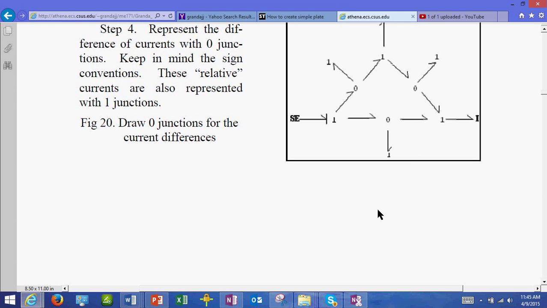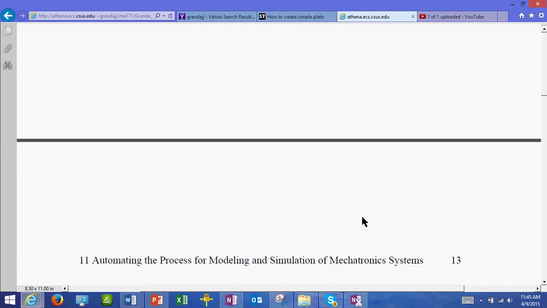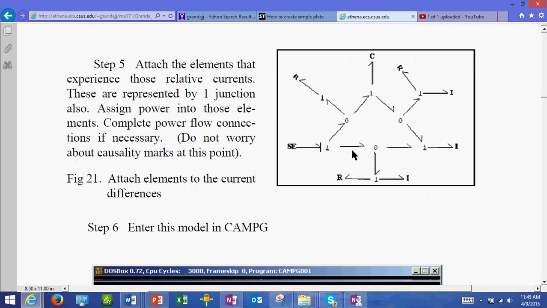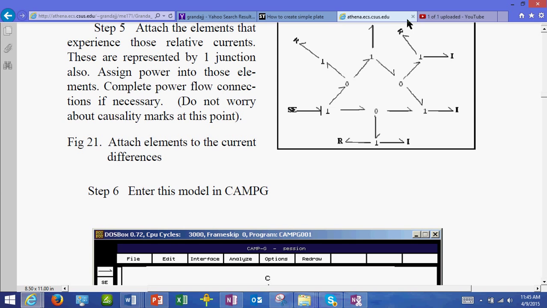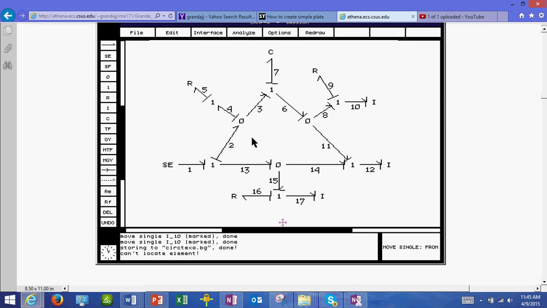And then we attach the elements that see those current differences, which is the same thing as in the mechanical system, to attach the elements that see the relative velocities, and then you have completed the bond graph modeling here.